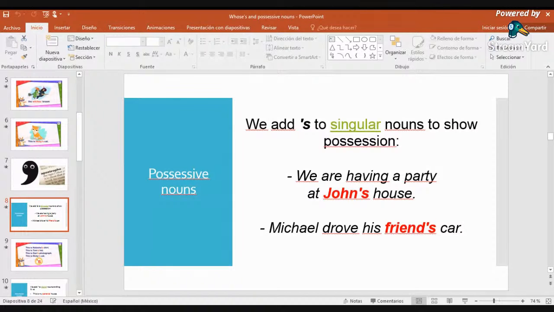Okay, and in this example, the one that we have here that says we are having a party at John's house. In this case, John, it's the noun. Okay, but we need to say that the house belongs to John. In this case, we add the apostrophe and the S to the noun, that is John, and we have this example. We're having a party at John's house. Okay, so in the second example, it's exactly the same. We have the noun friend. Friend is the noun, okay? And we add the apostrophe and the S.